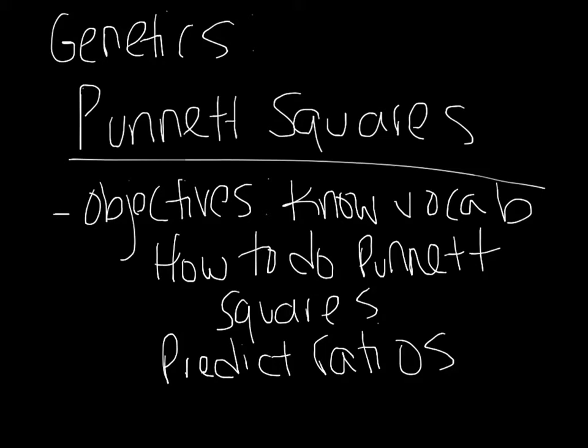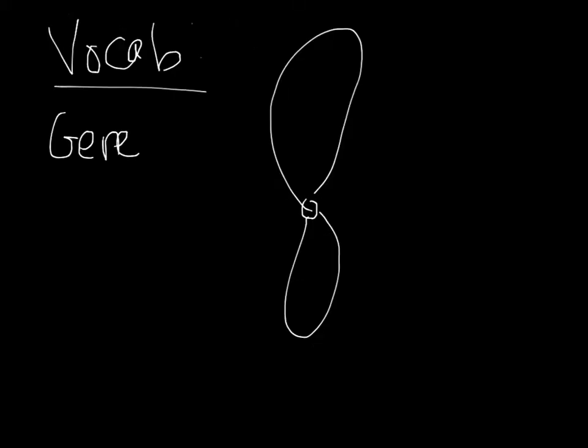So the objectives for today's lecture are to know the major vocabulary, so that when we talk about Punnett squares and genetics, you know what to do, and to learn some tips for how to do Punnett squares and how to predict some ratios with Punnett squares.